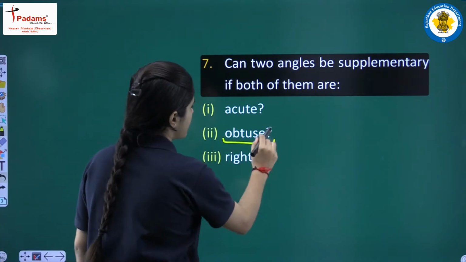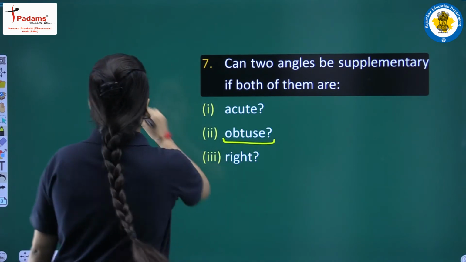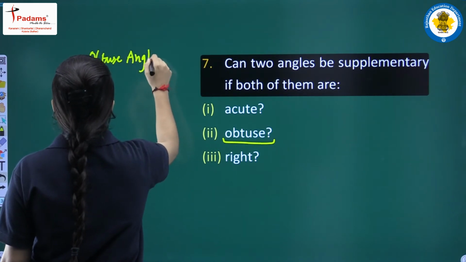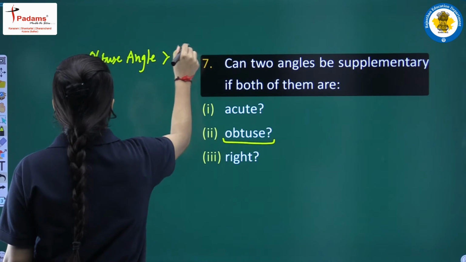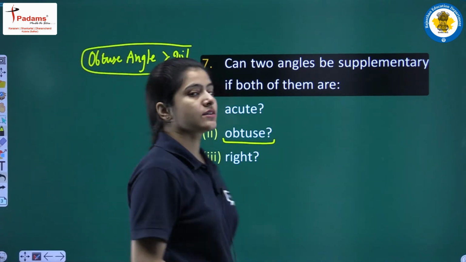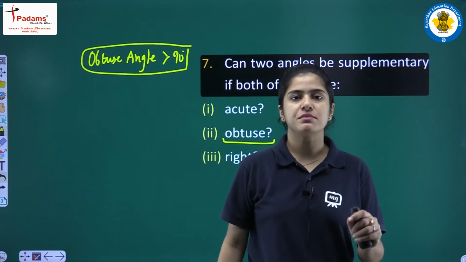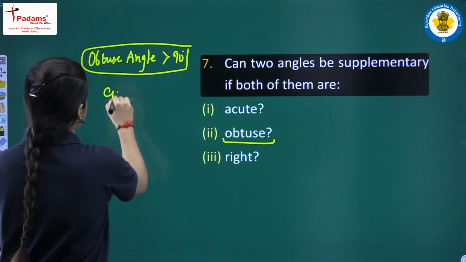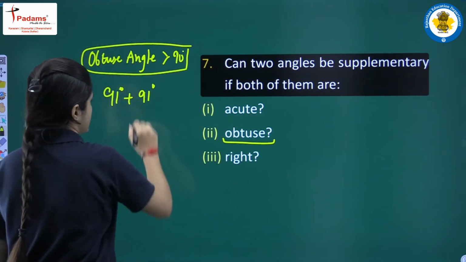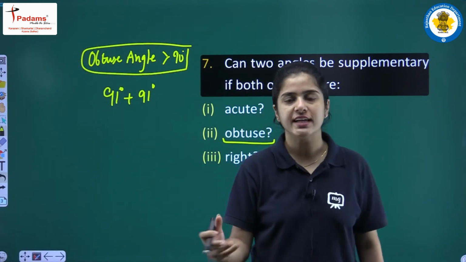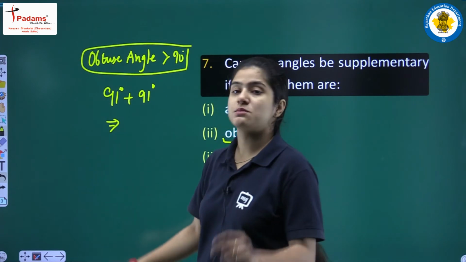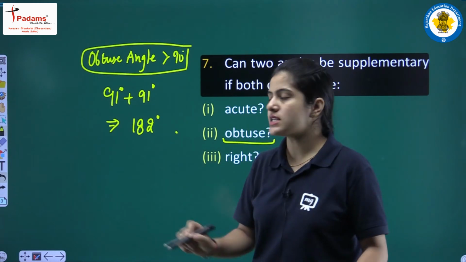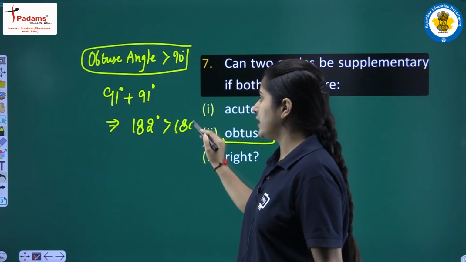So for example, students, if both angles are obtuse, okay. What are the obtuse angles, students? Obtuse angles are the angles whose measure is greater than 90 degree. For example, take the smallest obtuse angle. If I am taking both the angles as 91 degree, 91 degree is an obtuse angle, right? So what will be the sum of these two smallest obtuse angles? It will be 182 degree, okay, which is more than 180 degree, right?